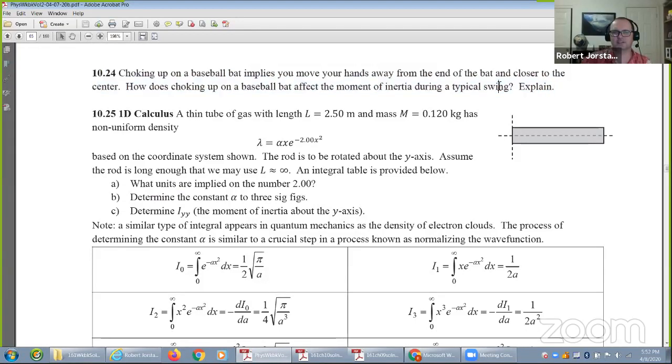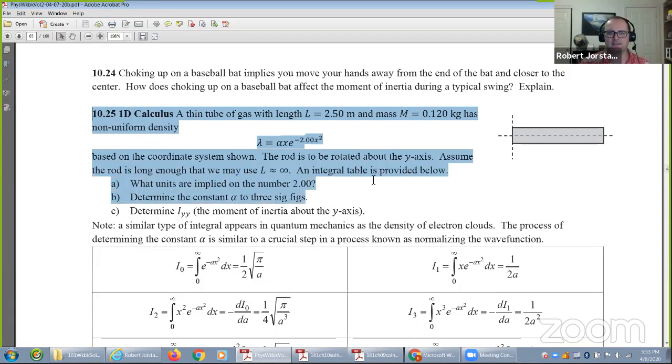Now, if we look up on these ones, 10.24, definitely do that at home and see if you can understand why people choke up on a baseball bat. When you choke up on a baseball bat, you move your hands and you can think about why that affects your ability to swing the bat. If you're into baseball, great, softball, whatever. If not, oh well, that's cool. This particular problem, it's not bad to do.